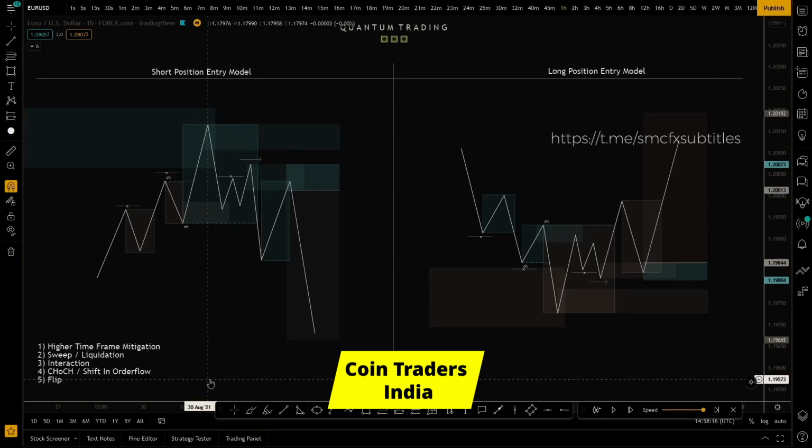So when we're saying we want to see a sweep, the sweep might differ for each one. We could see an equal highs and lows sweep, we might see a trendline liquidity sweep, or we might just see a highs and lows sweep like we can see here.